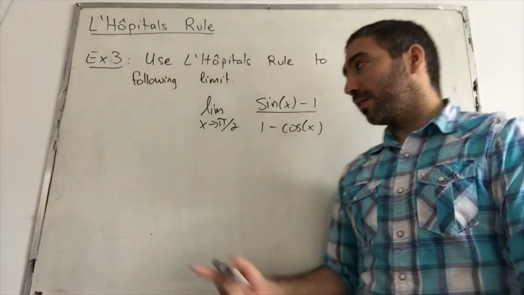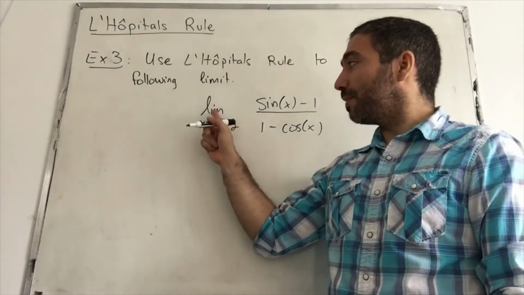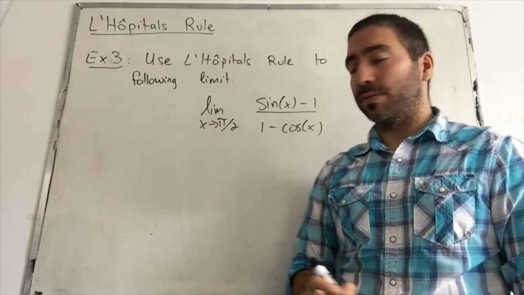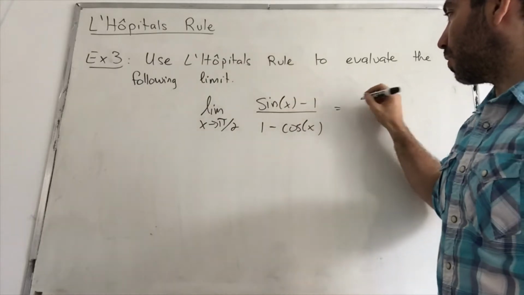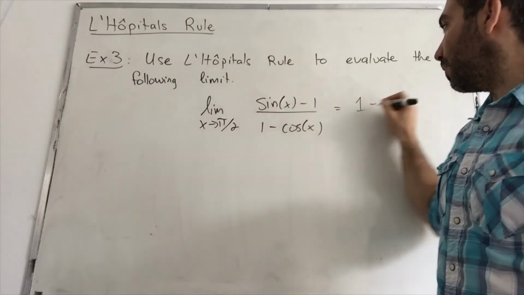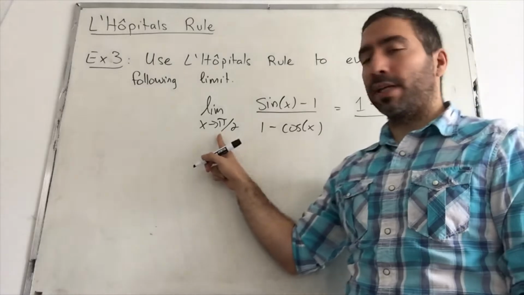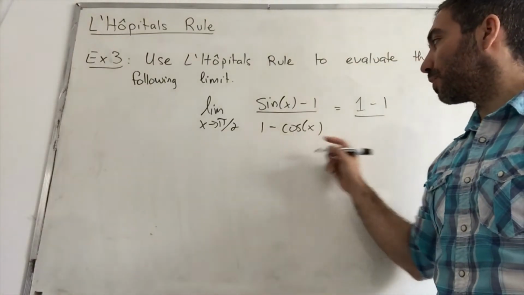Why is it wrong? Let's go ahead and evaluate. So if we evaluate the limit as x tends to pi over 2, sine of pi over 2 is 1 minus 1. And when you plug in pi over 2 over here, we have 1 minus cos of pi over 2.